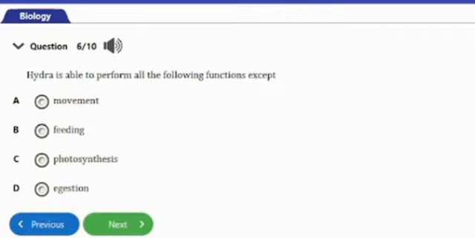It says, Hydra is able to perform all the following functions except A, movement, B, feeding, C, photosynthesis, D, egestion. So guys, the answer to this question is option C, and that's photosynthesis. Hydra performs the rest of the functions here apart from photosynthesis, and that's because of the fact that it does not possess chloroplasts or chlorophyll for synthesizing food from the sunlight. So that's it for that question, and let's go ahead and consider the next question, guys.